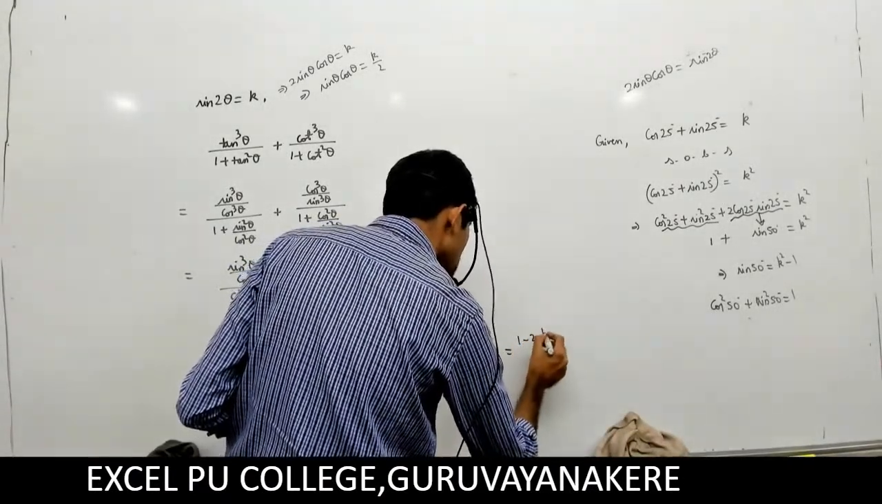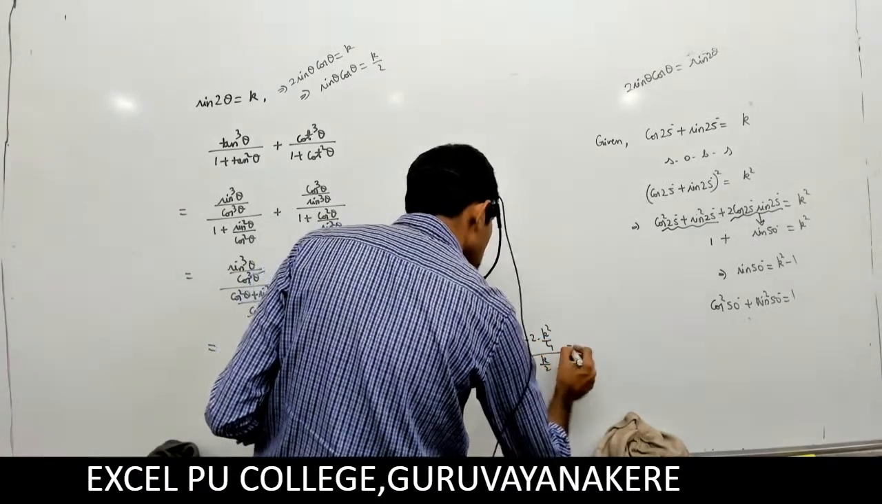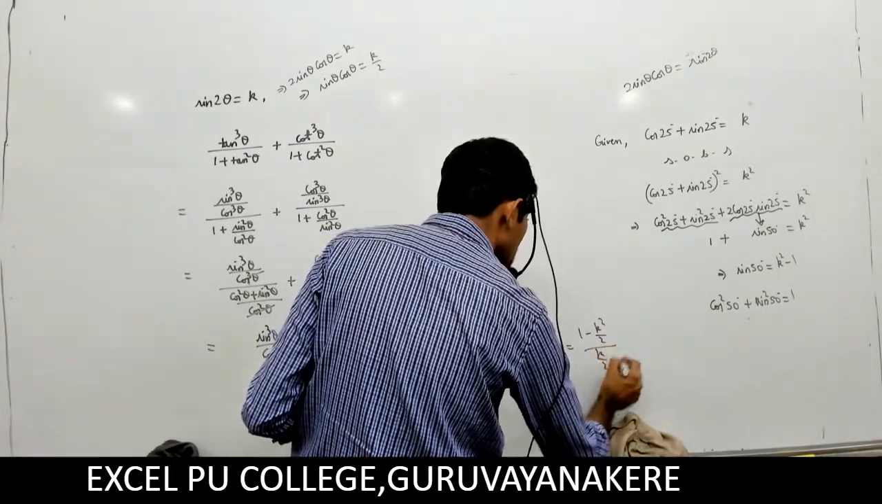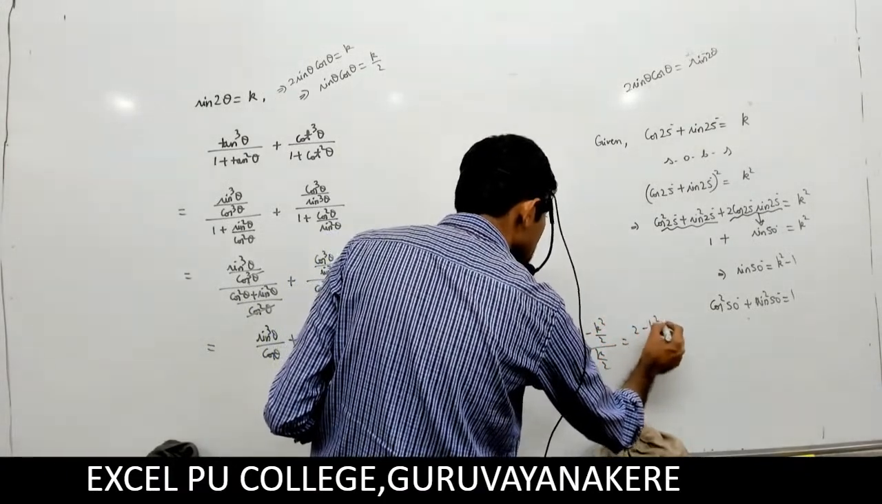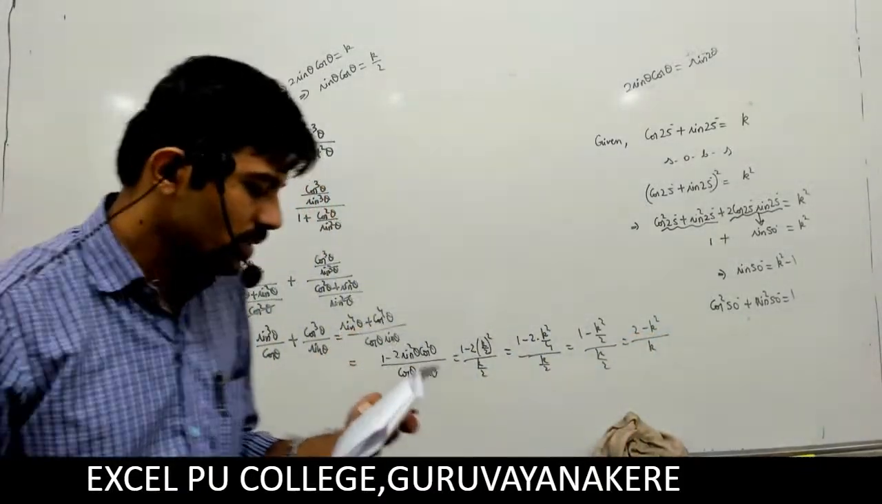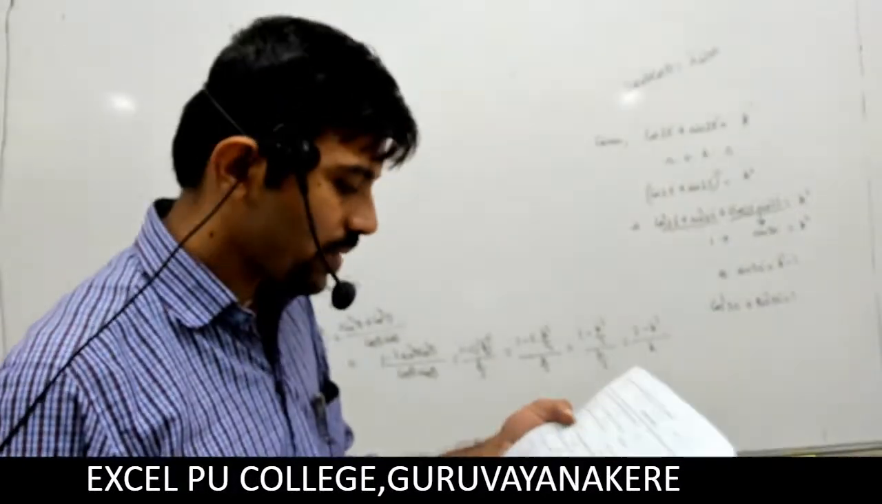1 minus 2 into k by 2 square is k square by 4. This is k by 2. This is 1 minus k square by 2 by k by 2. Or take LCM and simplify. 2 minus k square by 2 by k by 2, which is 2 minus k square by k. So the answer for this is 2 minus k square divided by k.